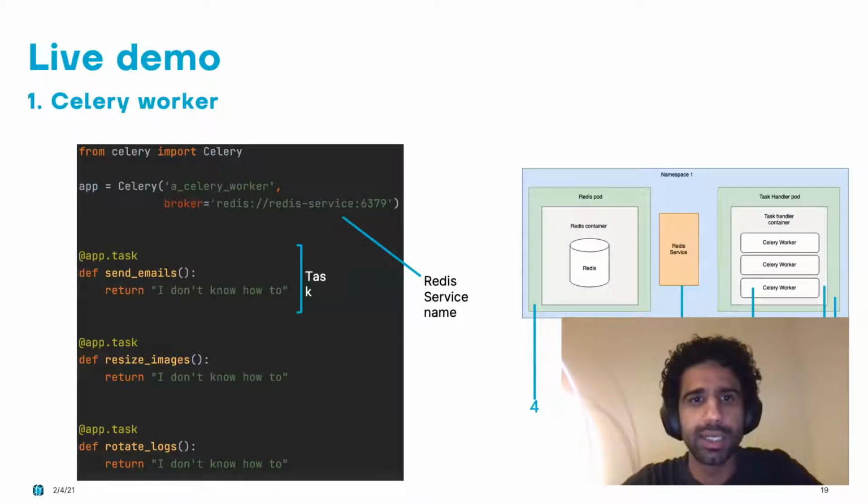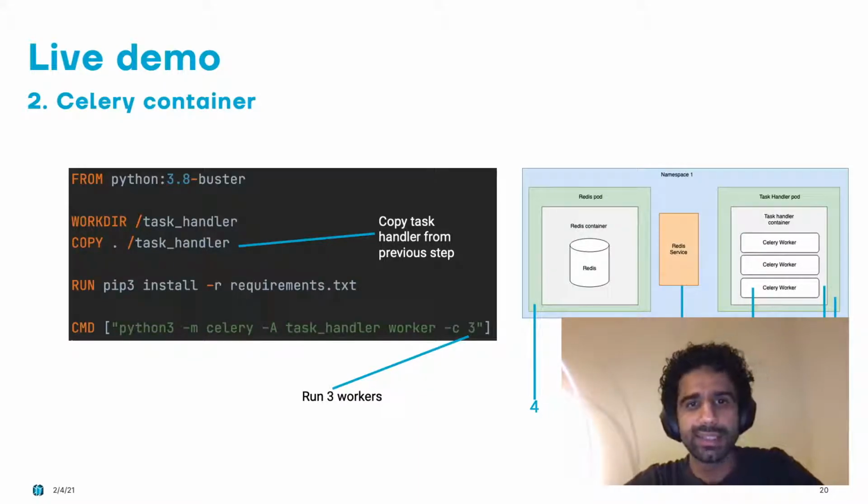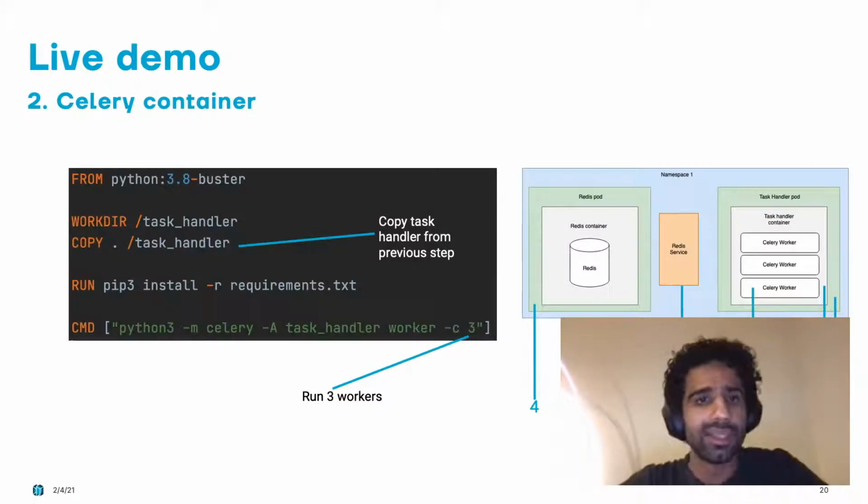Let's go to step 2. The Celery worker is running inside a container. How do you build a container? This snippet you see on the left, this is a Dockerfile. So if you've already worked with Docker before, you know that a Dockerfile is the specification for a Docker image. It just tells you how to create a Docker image. People think it's very complicated, but it's not. Dockerfiles are very simple, very readable.